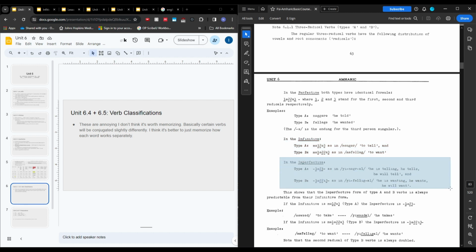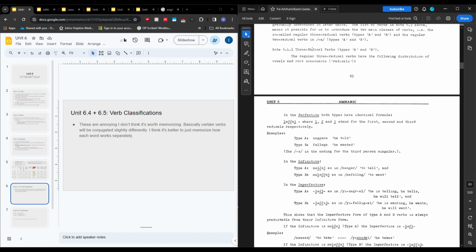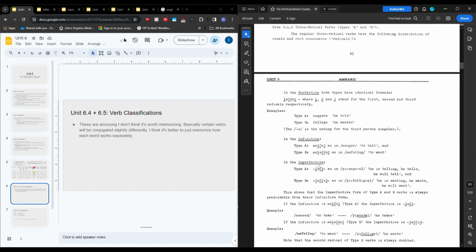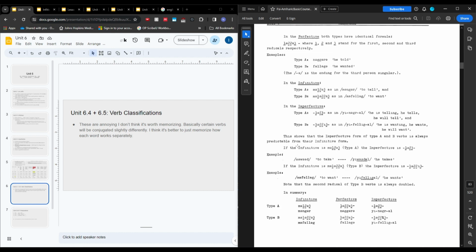In the imperfective, this is how you change it. So because this is a type A, and I think in this case it's a 3 radical verb because it has 1, 2, 3 radicals, you're gonna take it and modify it in a certain way. And I think it tries to show that here, where if the infinitive is this type A radical, the imperfective is gonna look like this. It's gonna have just a 1, the first consonant or radical, the E, and then the 2, 3. So mowesid will become yuwesidal.